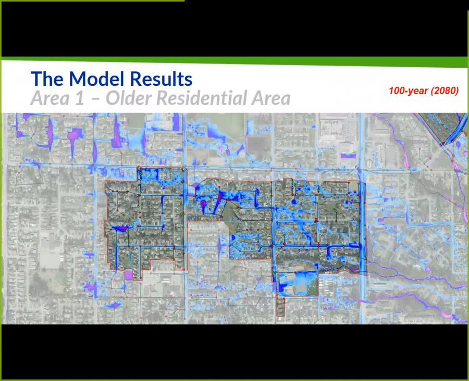Here we have results of the 100-year 2080, which really is just more of the same. Economic losses don't increase dramatically beyond the 5-year 2080 up to this one, because in a nutshell, it's all already flooded quite significantly, and the extents and depths are not changing that much.